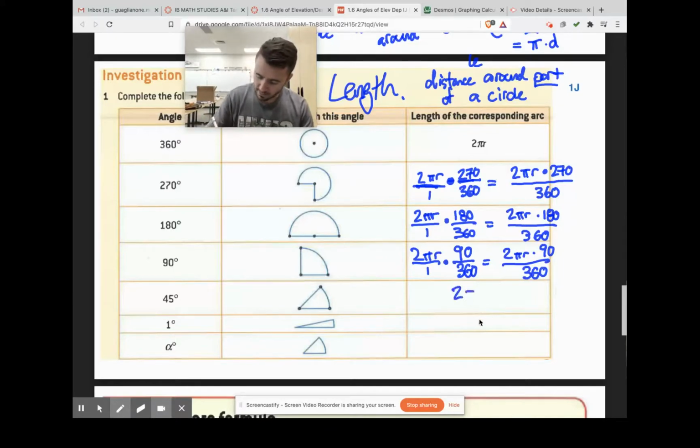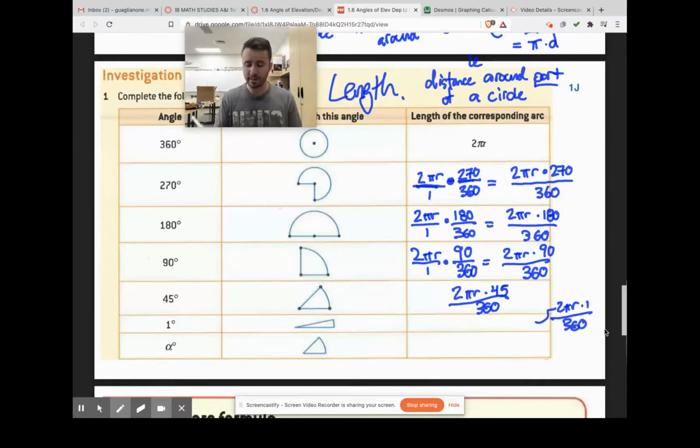So 2 pi r times how far did you go around? 45 degrees out of the 360. And there's your formula. You should get that pattern by now. What's the last one? I probably don't have space, so I'm going to write it here. 2 pi r times 1 this time, because it's 1 degree out of 360.